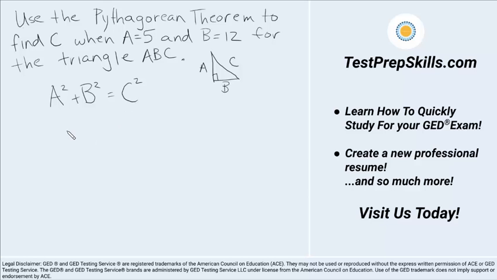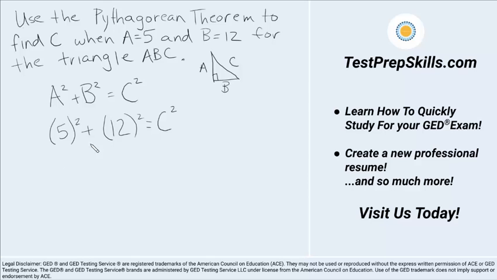Okay, so what we can do is we can take the values that we were given, a equals 5 and b equals 12. We can substitute them directly into this formula we have. We'll isolate for c and we'll solve for it. Okay, so let's substitute in. So we know a is 5, and that's got to be squared. We're going to add that to b. That's also going to be squared, so that's 12 squared. And that's going to equal c squared.